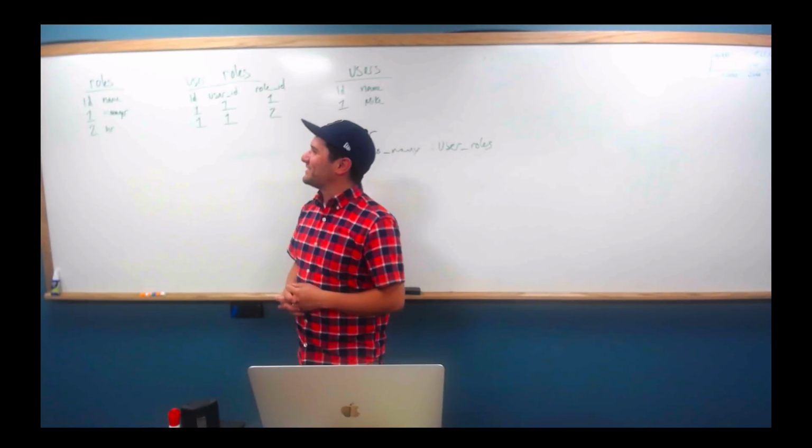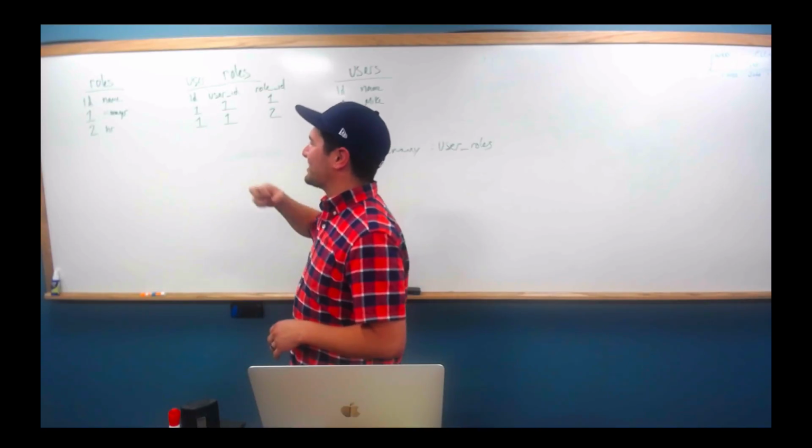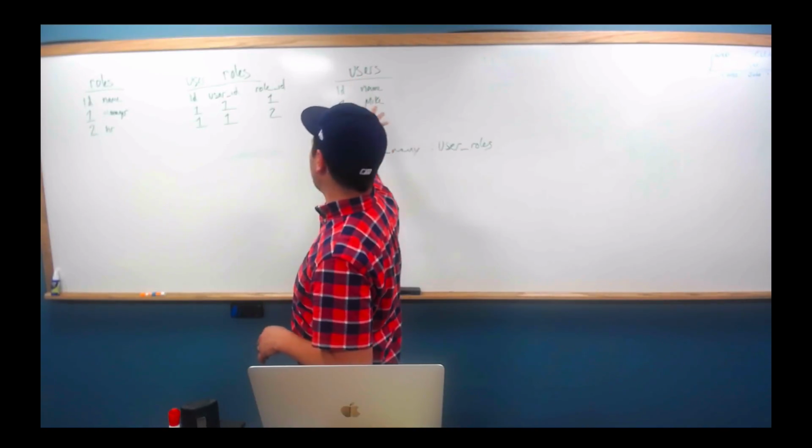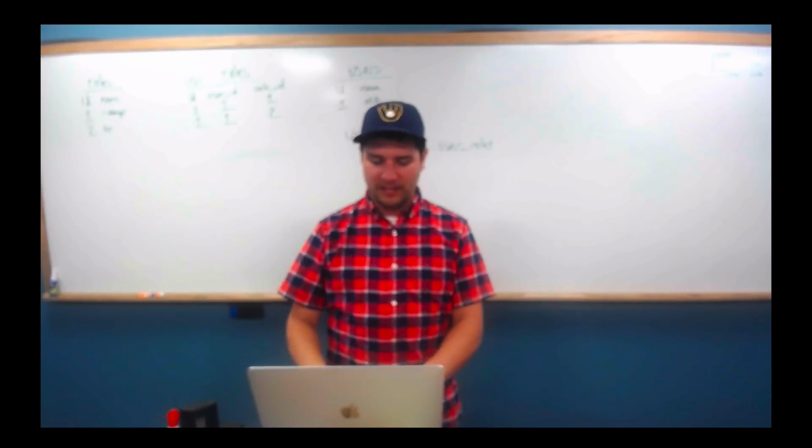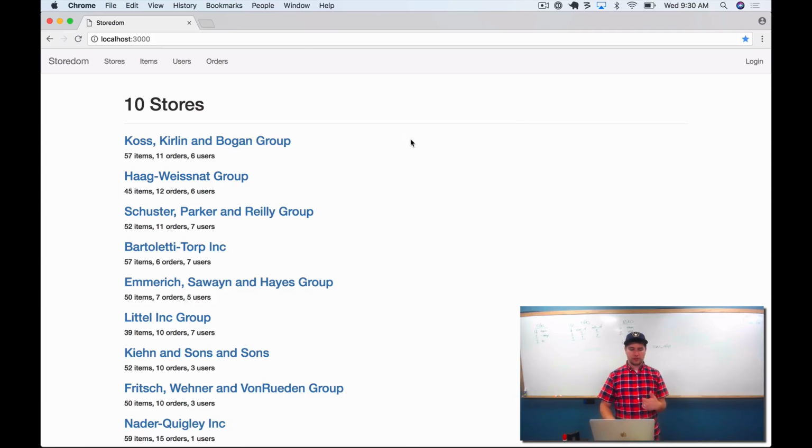Next up, we're gonna start to implement the diagram that we sketched out here. We got our users table already. Let's actually take a look at the app. We've got a listing of 10 stores.